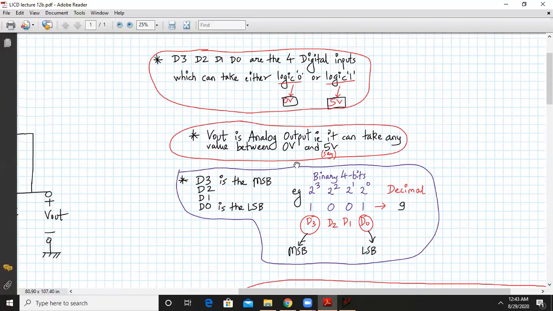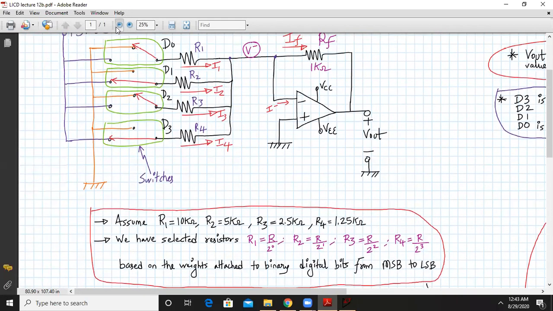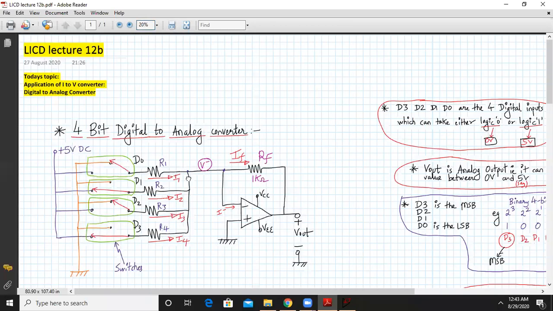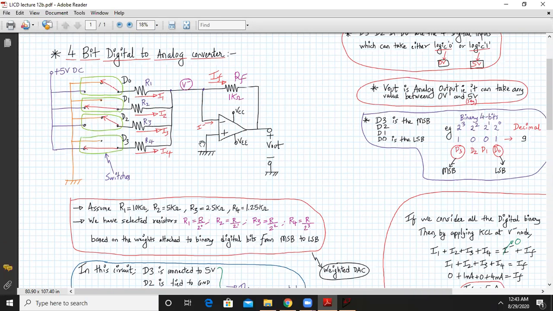So let us go back to our circuit. Here we have done something strange. We have assumed that R1 is 10K. R2 is R1 by 2, that is, if R1 is equal to 10 kilo ohm, R2 will be R by 2, so R2 is 5 kilo ohm. R3 will be R by 4, that is 10 divided by 4, that is 2.5 kilo ohm.